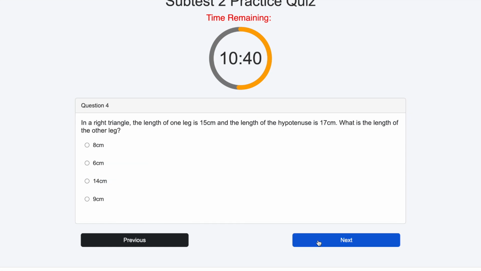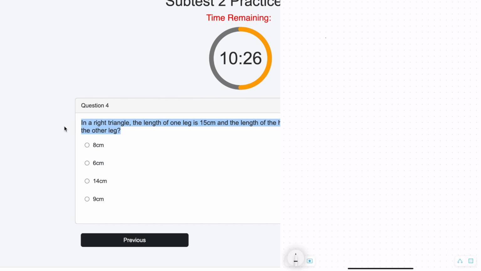Let's keep it going. All right, number 4, I'll read this to you and then pause the video and try and solve it all by yourself, and then come back when you're ready for the math talk. In a right triangle, and you know what, while I read it, I'll kind of start to draw it too. In a right triangle, remember that's 90 degrees, the length of one leg is 15 centimeters, and the length of the hypotenuse right here is 17 centimeters. What is the length of the other leg?